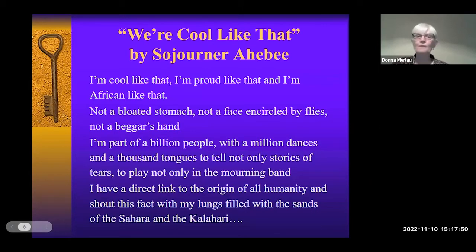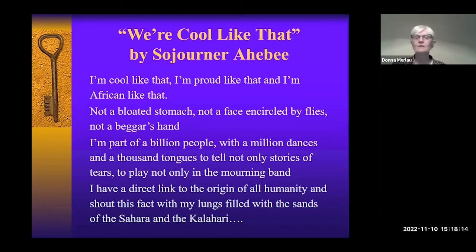So this is a poem by a young lady who was about 14 when she wrote it. She lived in New York State. She was an immigrant here, had been here for 7 years. This is what she writes. I'm cool like that. I'm proud like that. And I'm African like that. Not a bloated stomach, not a face encircled by flies, not a beggar's hand.